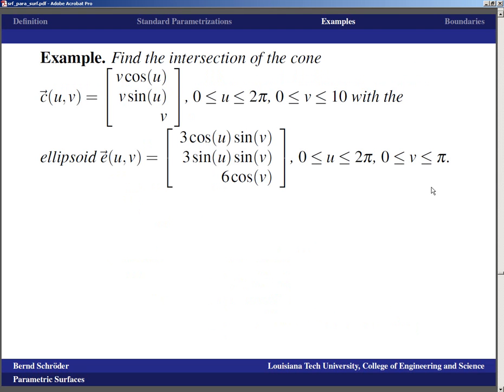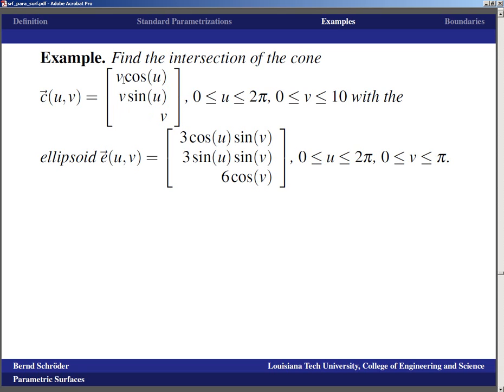Another example about intersections. Intersections will ultimately be important because we will model all sorts of solids by modeling their boundaries, and then of course in order to get exactly the right cutoffs we have to find the intersections between these solids. So here I want to find the intersection of this cone v cosine u, v sine u, v, u going from 0 to 2 pi, v going from 0 to 10, with the ellipsoid 3 cosine u sine v, 3 sine u sine v, 6 cosine v, u going from 0 to 2 pi, and v going from 0 to pi. Well, let's see, what do we have here?